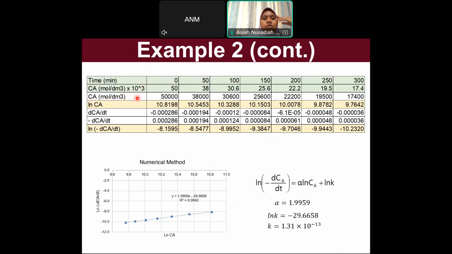You can change into CA naught times to the power of 3, so you change all the values. Then you find ln CA first. ln CA is for completing the x value, because later you want to plot the y equals mx plus c graph from ln minus dCA over dt equals alpha ln CA plus ln k equation. So you find ln CA. Then you want to complete the y part, find dCA over dt using the equation just now.